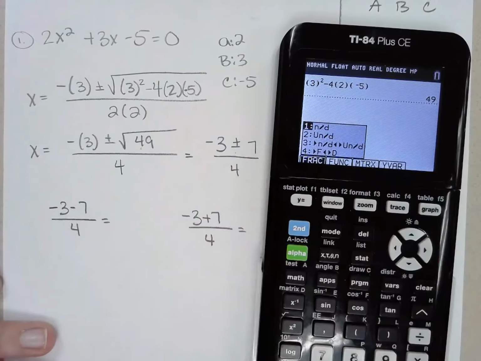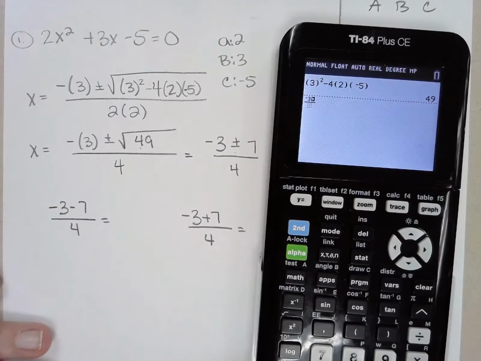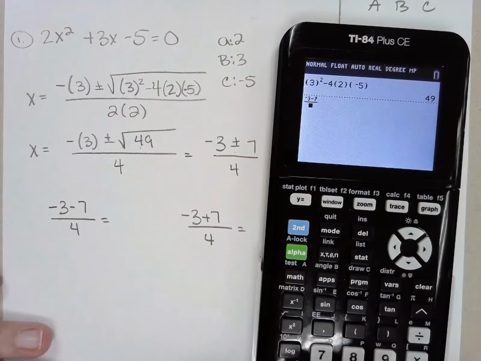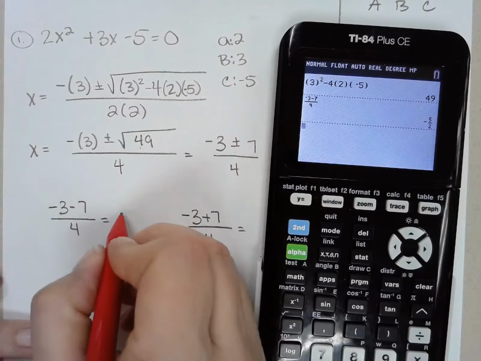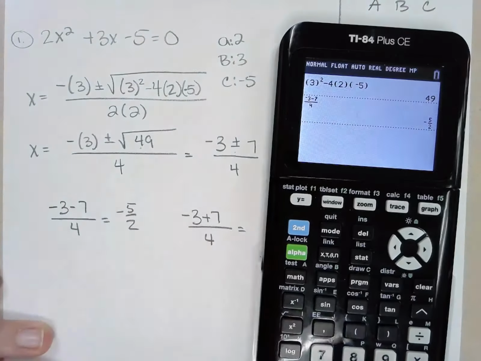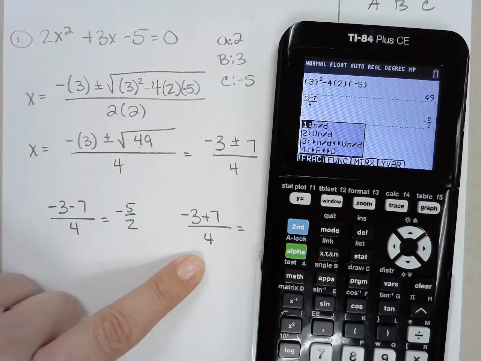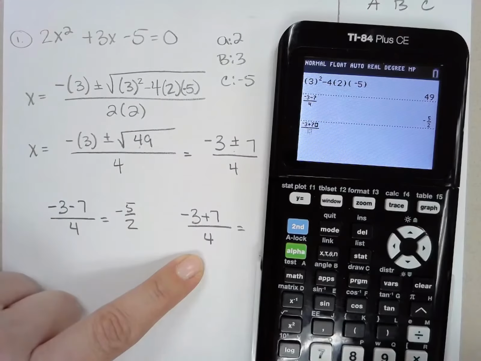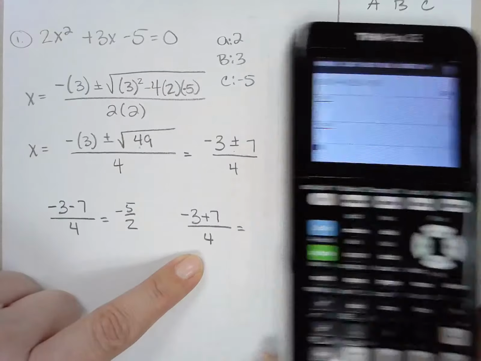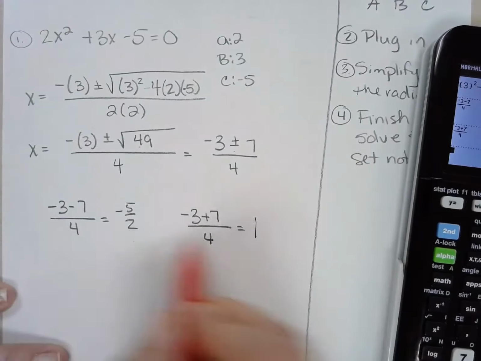So we're going to go with number 1, and we're going to put negative 3 minus 7 in the numerator and 4 in the denominator. And we get negative 5 halves. And we're going to do the same thing with the positive version, the plus version. Negative 3 plus 7 divided by 4, which is 1. So those are our two answers.